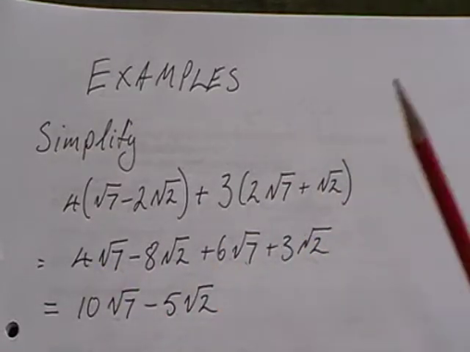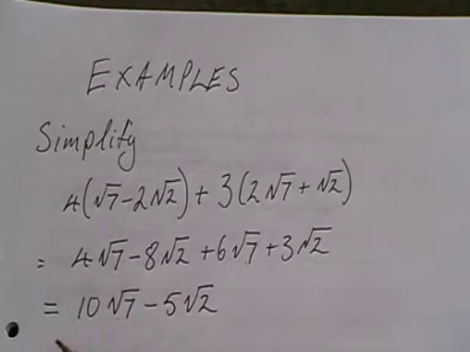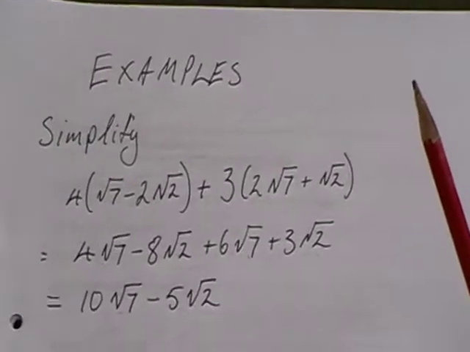And like algebraic rules, we collect like terms. We've got 4 root 7 plus 6 root 7 gives us 10 root 7. Negative 8 root 2 plus 3 root 2 is negative 5 root 2. That one is now completed and finished. Now we simplify.